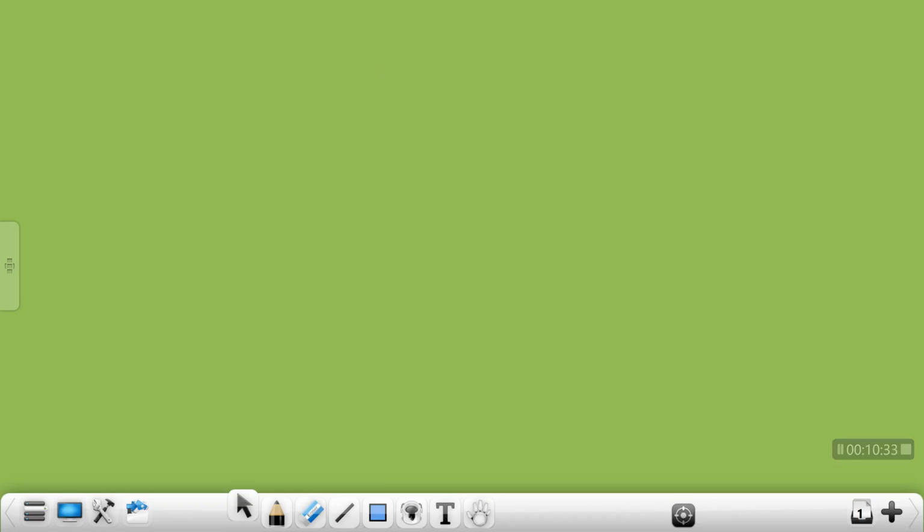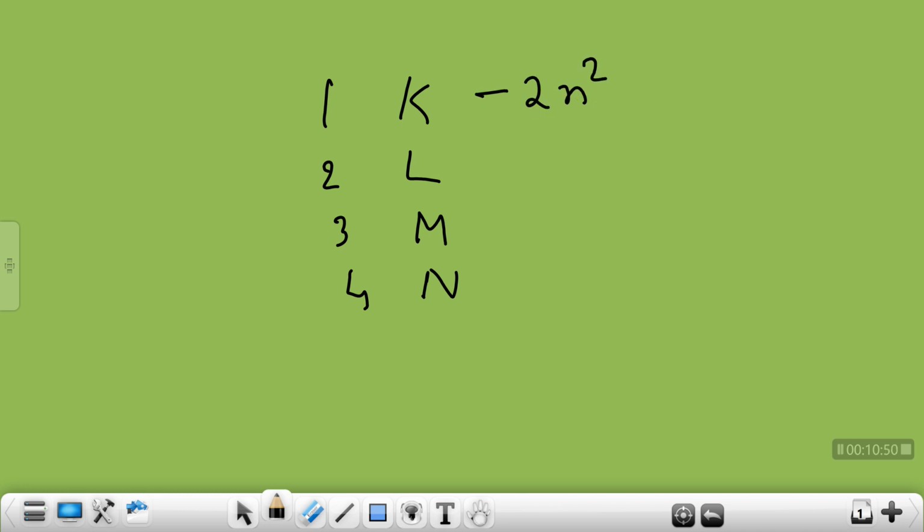So, there are 4 shells: K, L, M, N. K first shell, L second shell, M third shell, N fourth shell. There is one formula for finding the number of electrons in each shell, that is 2n squared. So the formula for finding the maximum number of electrons is 2n squared, where n is the number of the shell.